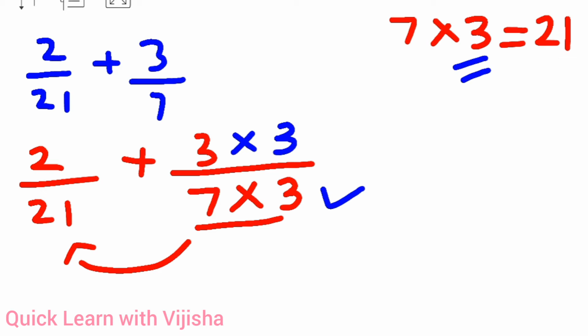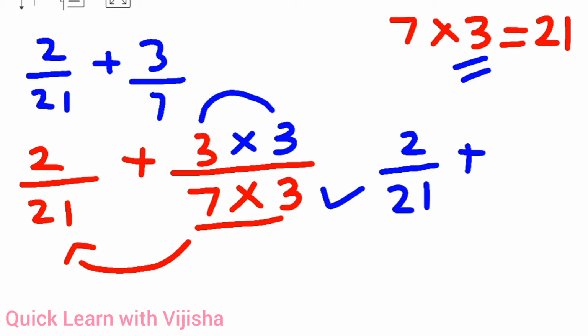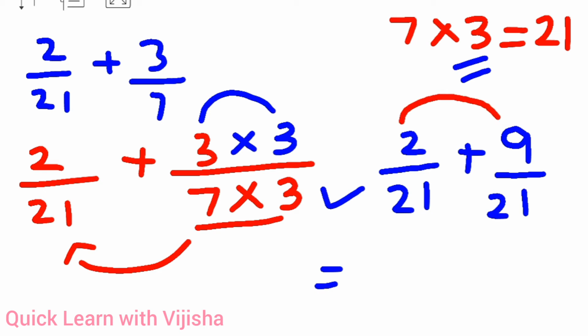So now the fraction is 2 upon 21 plus 3 3s will give you the answer as 9, and 7 3s will give you the answer as 21. Understanding children? Now the denominators are the same, so we will add the numbers. 2 plus 9 will give you the answer as 11 upon 21. Hope you are understanding students. We'll see the third question.